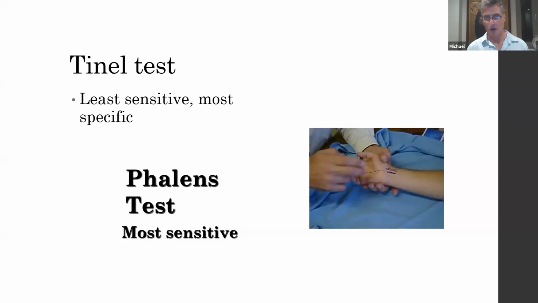And if you don't actually ask the patient specifically to comment on their symptoms when you do the Phalen's test, they'll always come back positive, because patients don't like to be hyperflexed for that long. And they'll complain of pain in the hand, on the back of the hand, on the front of the hand, in the fingers, but you've got to ask them whether they're getting pins and needles when you do the Phalen's test. So very sensitive. Almost all patients with carpal tunnel have a positive Phalen's test, but it doesn't mean it's carpal tunnel, because many things cause a positive Phalen's test.